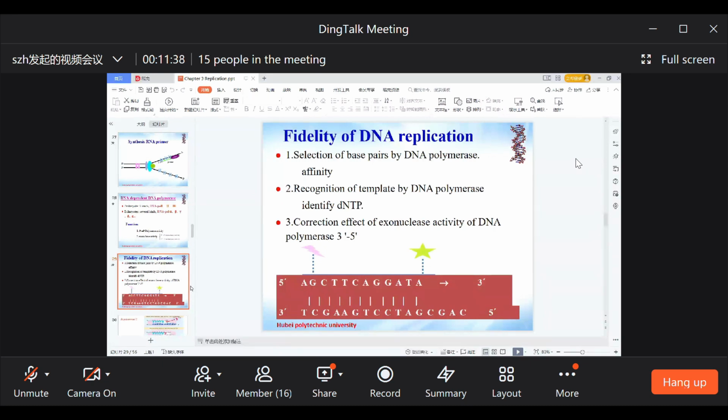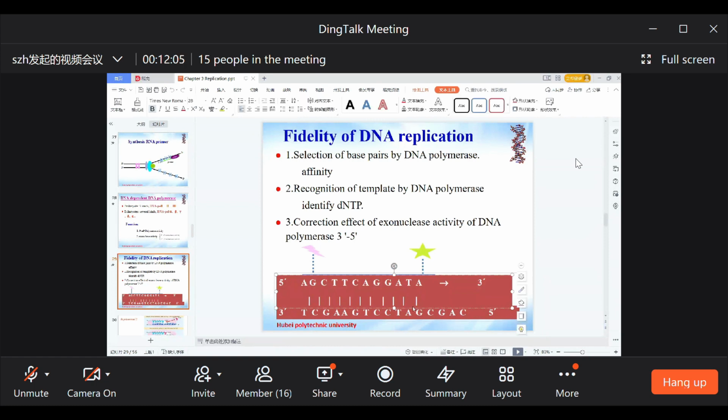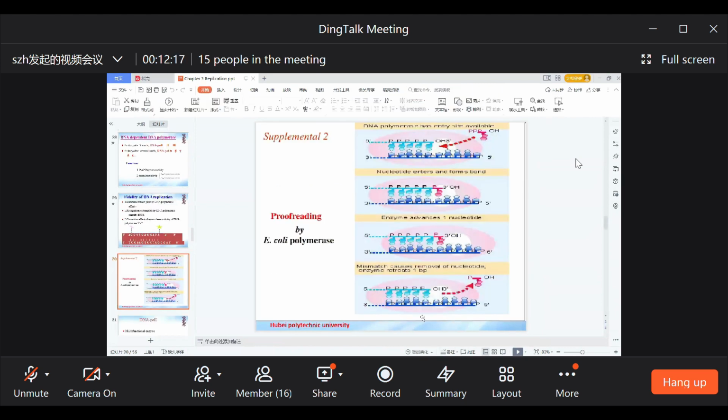In this figure, you can see A paired with G. This is a wrong base pair. At that time, the DNA polymerase begins to work, and the exonuclease begins to work, cuts the A and adds the right nucleotide, C. You can see here, the exonuclease function begins to work, cuts and removes the wrong nucleotide and replaces it with the right nucleotide.